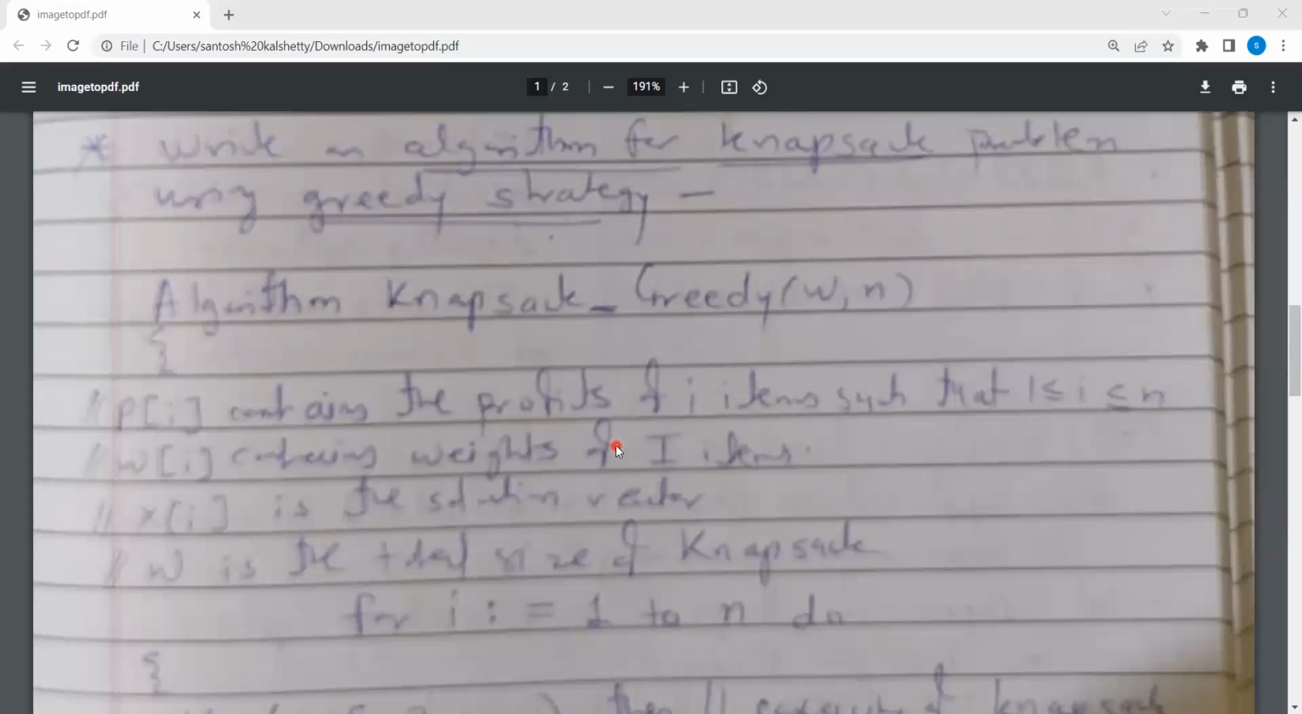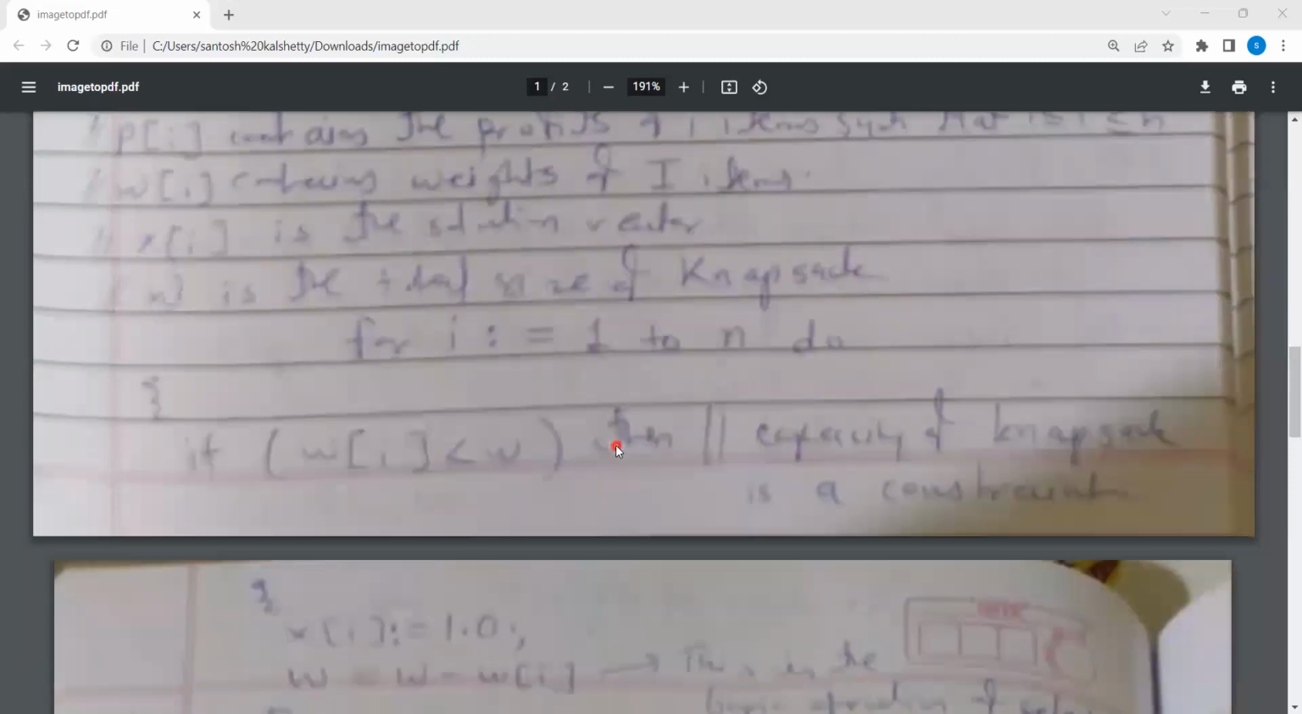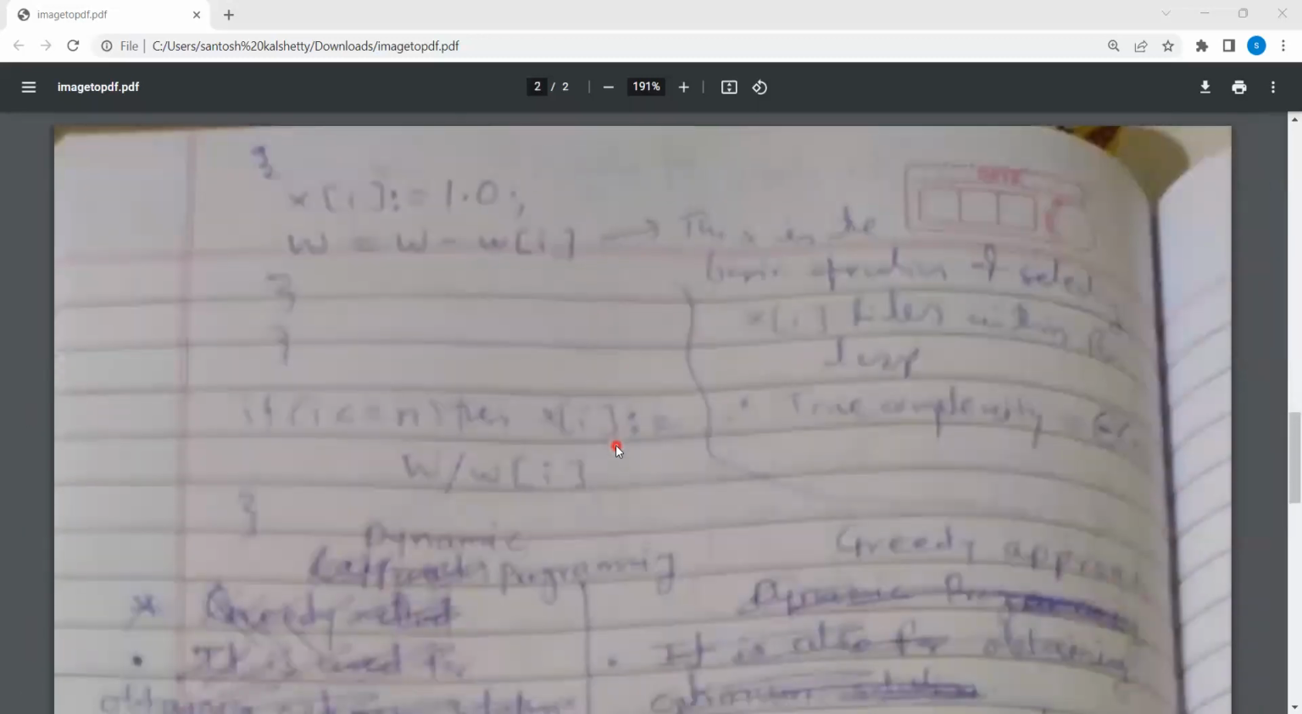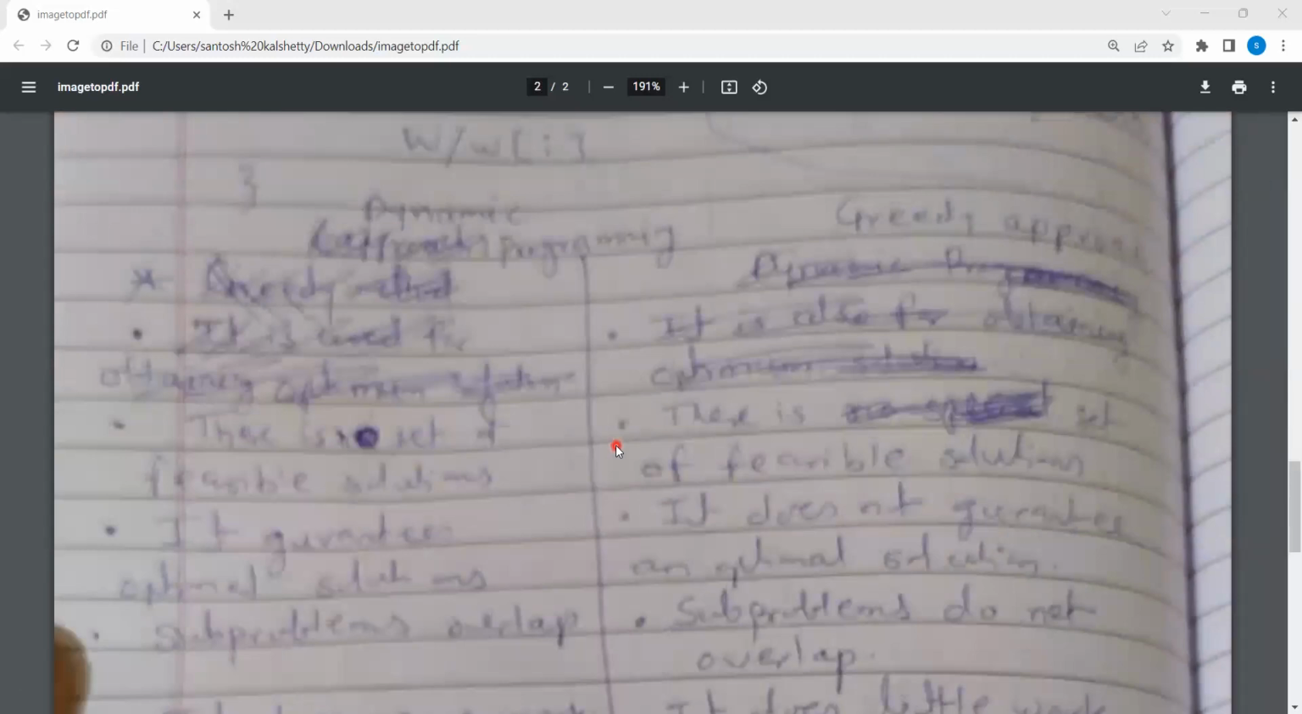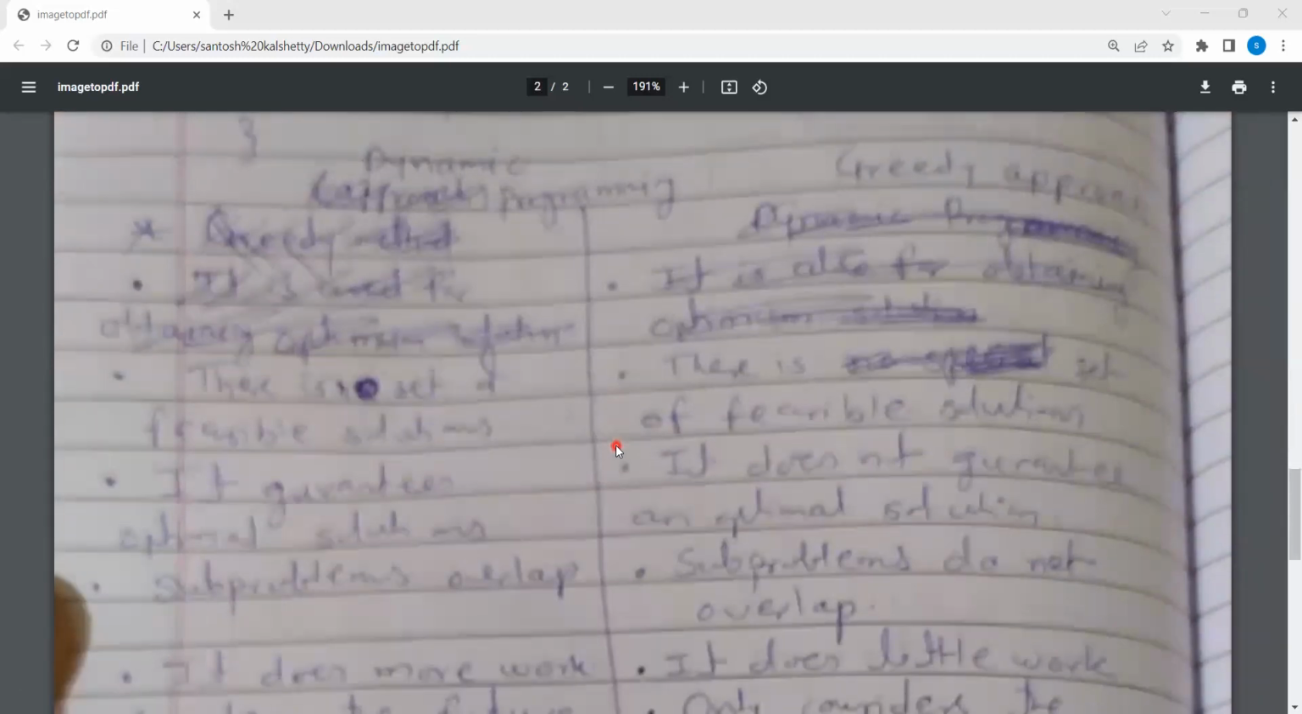First question, what are the characteristics of greedy method? And second question is algorithm for knapsack problem. Both questions are important.